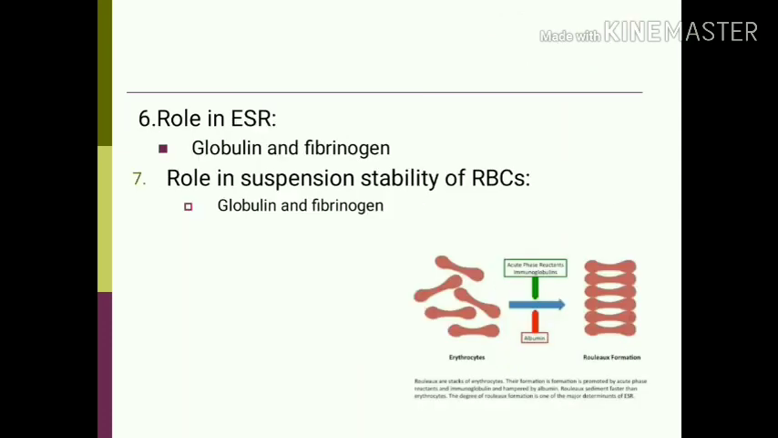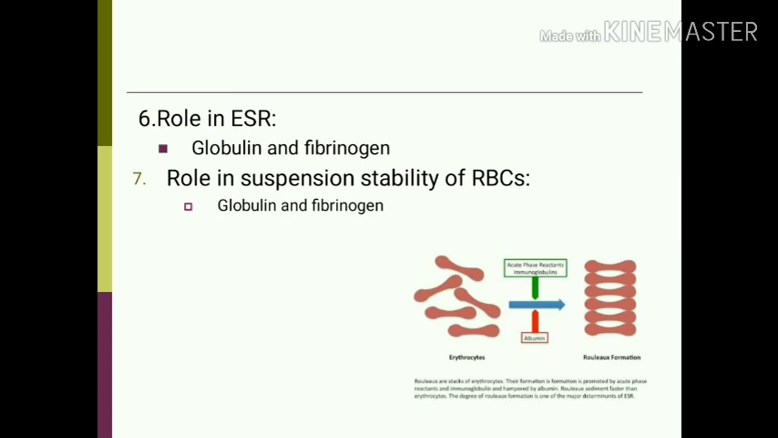Next function is the role in ESR, that is erythrocyte sedimentation rate. For erythrocyte sedimentation, or you can say roller formation, plasma proteins, mainly globulin and fibrinogen, are important. They increase the tendency of roller formation. Seventh function is the role in the suspension stability of RBCs. For that also, globulin and fibrinogen are required.